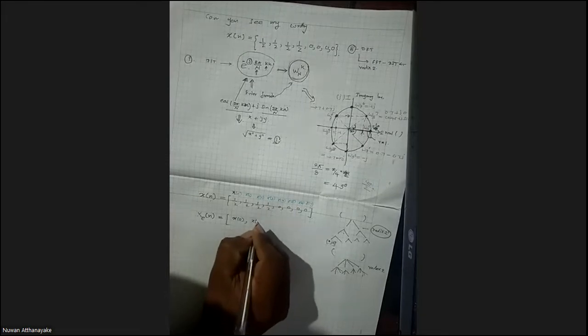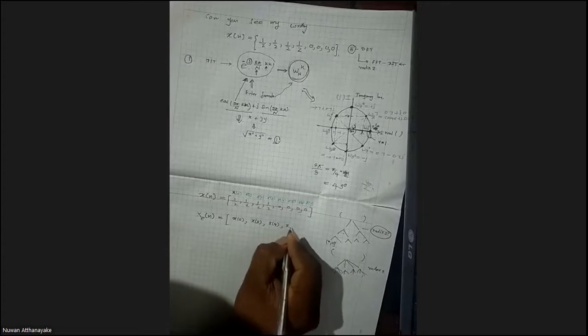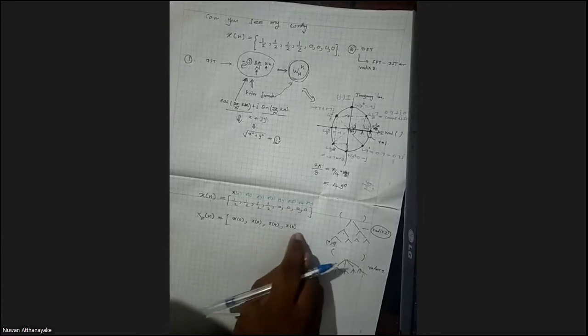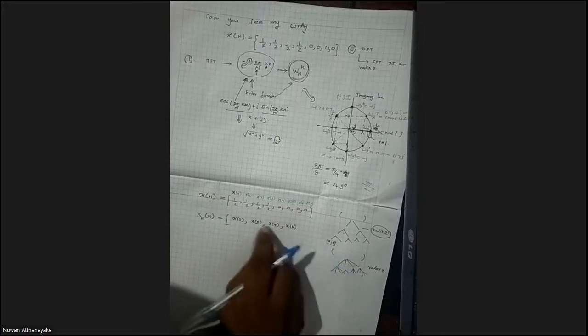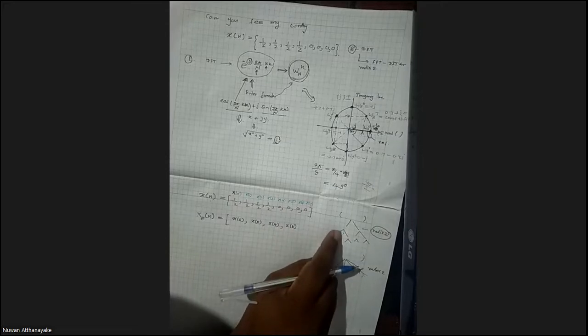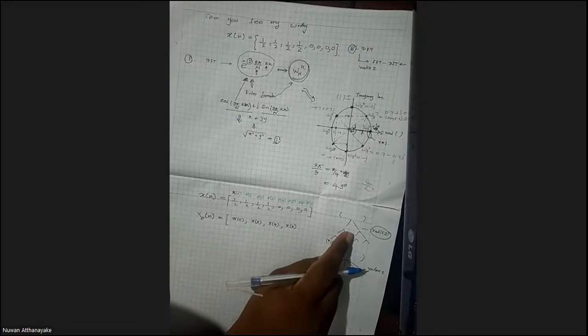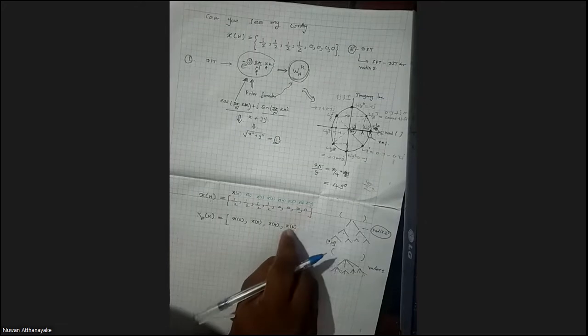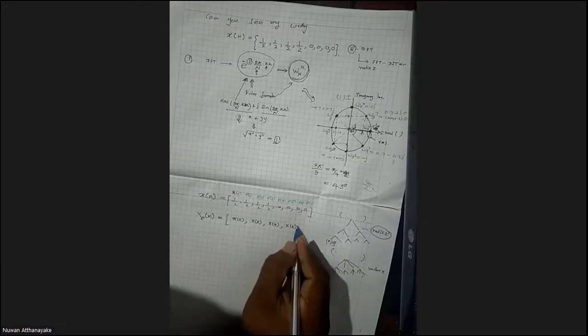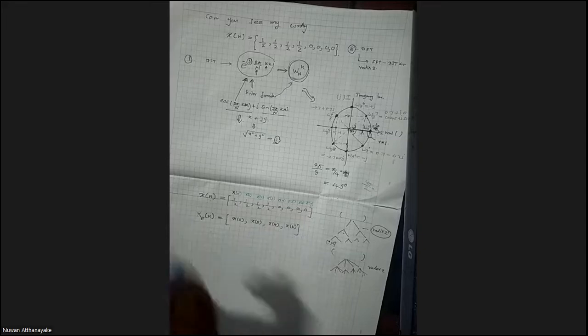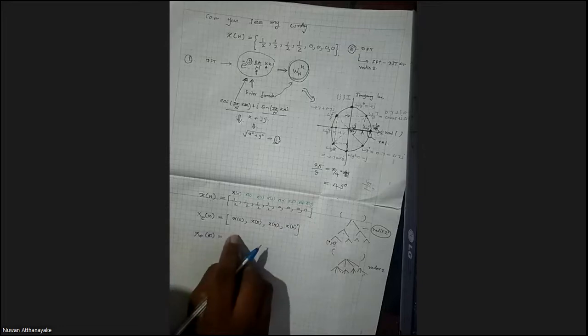I get x0, x2, x4, x6. So if you are given 16 points, you have to write up to 14, which gives 8 components. Here it is 8 points, so I write up to 6. So this is my one group, and I will get the odd group also.